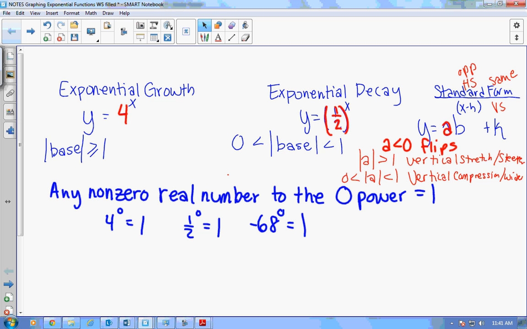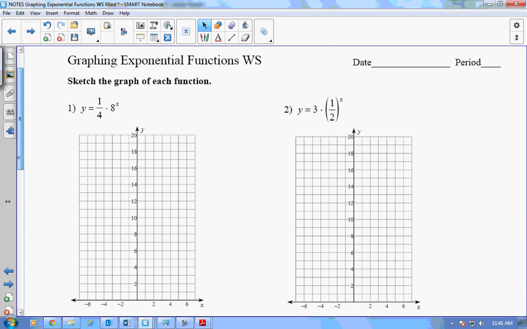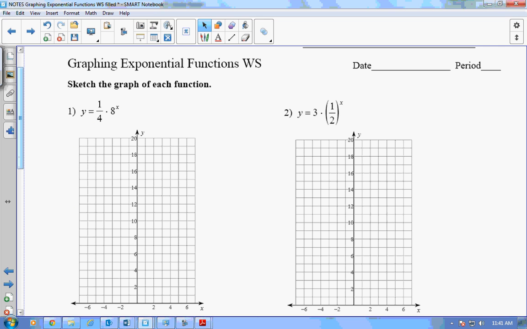What we're going to do on number 1, after we turn forward, is identify A, H, and K, and decide if it's a growth or a decay. Can I switch back to this page now? Okay. First, I would like to identify the base so we can decide if it's a growth or a decay.